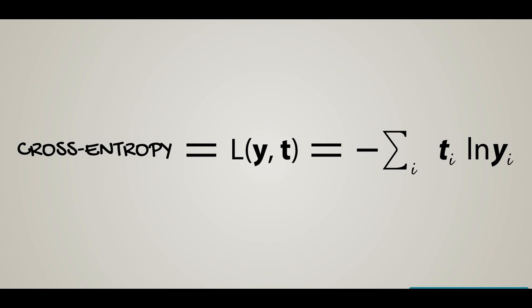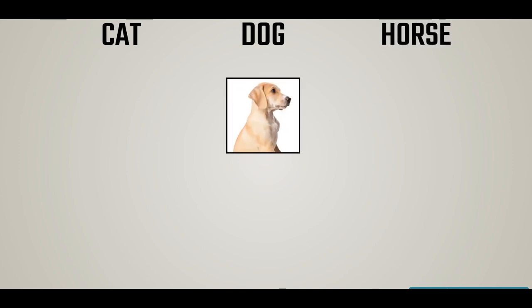Time for an example before I lose your interest. Let's consider our cats and dogs problem. This time, we will have a third category, horse. Here's an image labeled as dog.